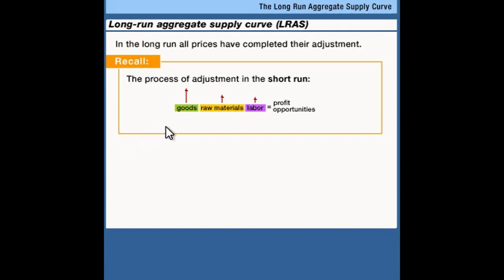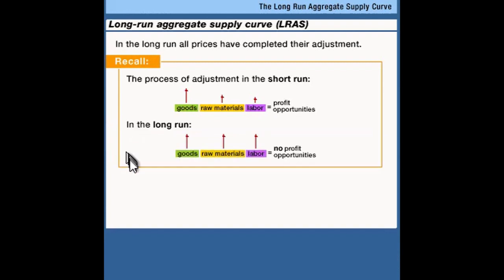Well, think about it. Businesses are out to make a profit, and profit is the difference between revenue and costs. Goods prices determine your revenue, materials and labor prices determine your costs. And if all of those prices rise at the same rate, there's been no change in the relative prices of output and inputs. There is no new opportunity for profit. You're back where you started. So, in the long run, after all prices have completed their adjustment, there's no new opportunity for profit.